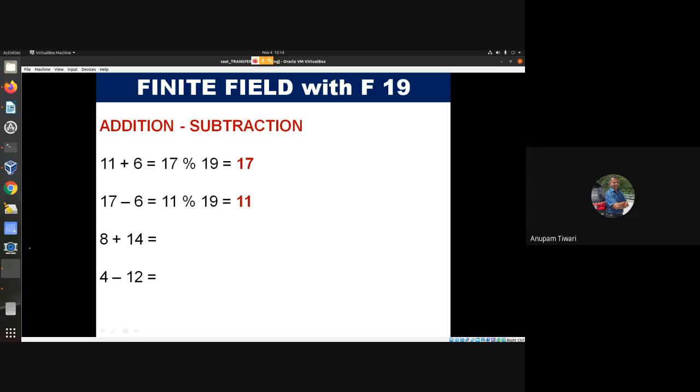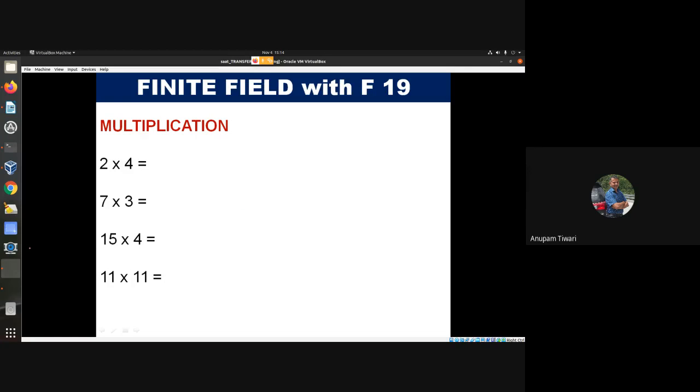So 17 and 11 have actually come as per the expectation. 11 plus 6 in normal mathematics is also, but this interesting thing is 8 plus 14. 8 plus 14 is 22, but we take a modulo of it and we get 3. 4 minus 12 is minus 8, and we take a modulo again and we get 11. Similarly for multiplication, 2 into 4 is 8. 7 into 3 is 21, but 21 we take the mod part. 15 into 4, 60. Now I'll not focus much on how we are doing this, but these are the basic foundations on which the complete Bitcoin cryptography is based. And there is nothing very complex about it.